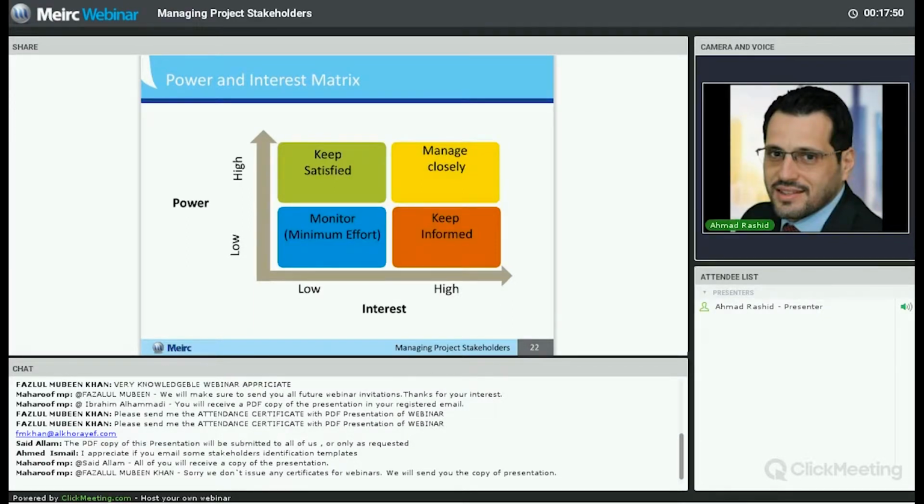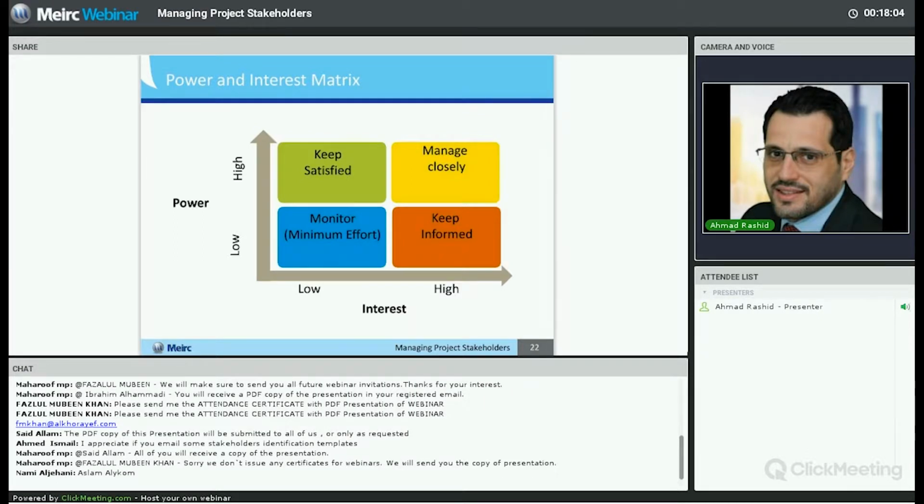after some time during execution or during monitoring and controlling, you might find that this same stakeholder has higher power or higher interest, and you need to develop different types of strategies to deal with them. So the idea of having a power and interest matrix is that it can help you understand the power level and interest level of your stakeholders and design certain strategies to deal with them based on what area they exist in.